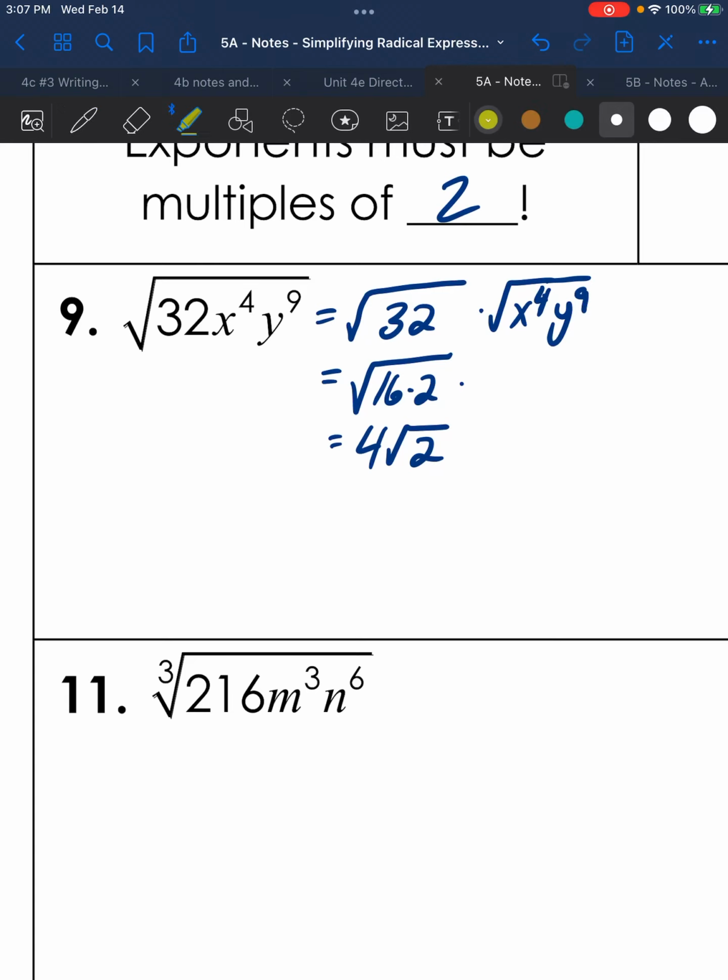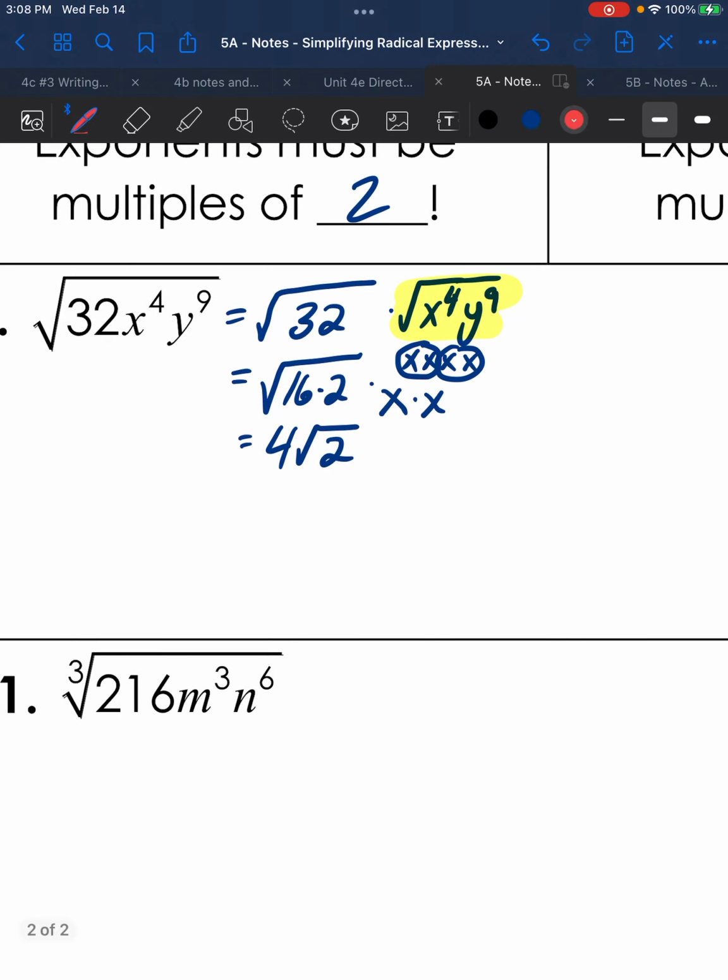Now, let's concentrate. This is our new part, is our variables. So I have x to the 4th. You can write it like this if you want. How many groups of 2 can you take out of 4, since it's a square root? 1, 2. For each group, it'll come out as just 1 x. And there's nothing left over.